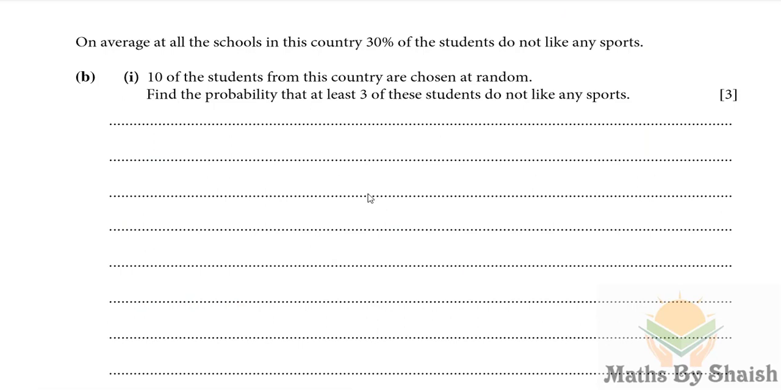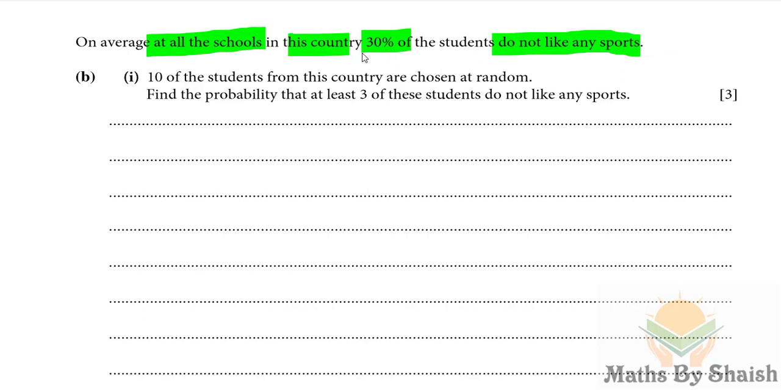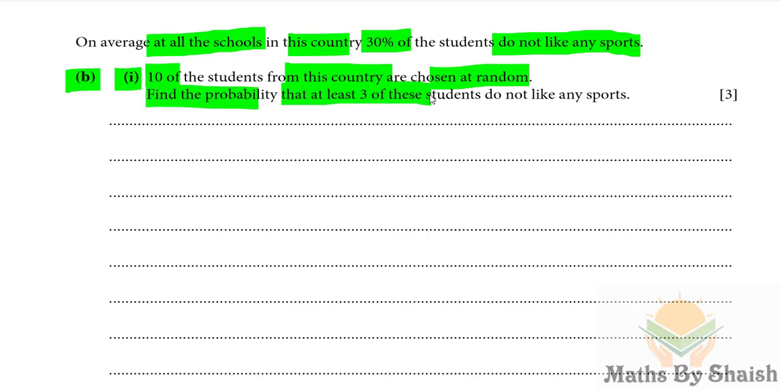Here's the next part. On average, at all the schools in this country, 30% of the students do not like any sports. And B, first part, 10 of the students from this country are chosen at random. Sample size is given, 10. Find the probability that at least 3 of these students do not like any sports. So they are focusing on "do not like", and the probability on average is also given.